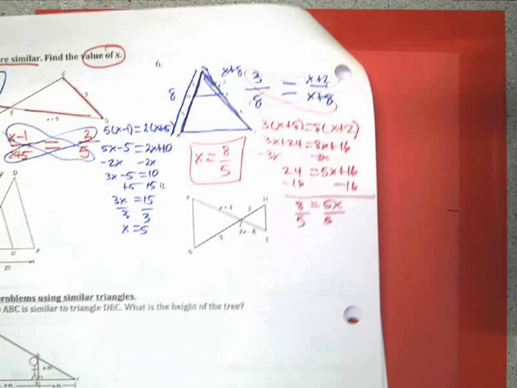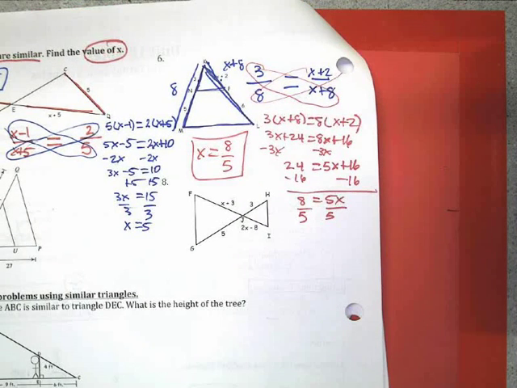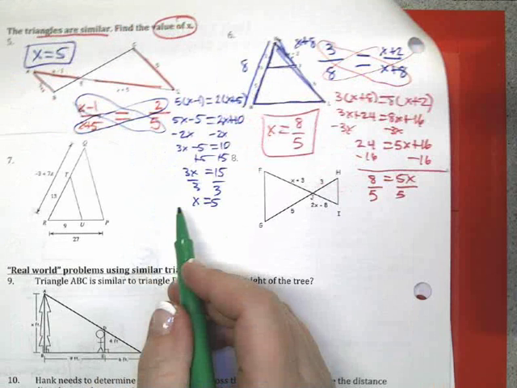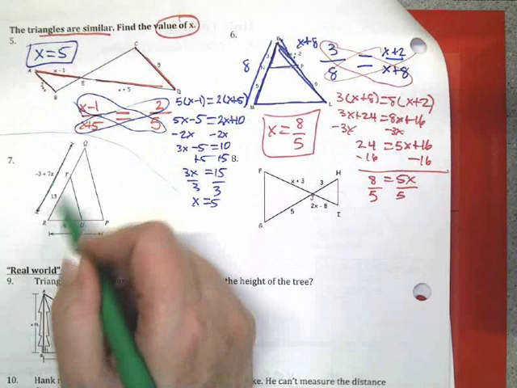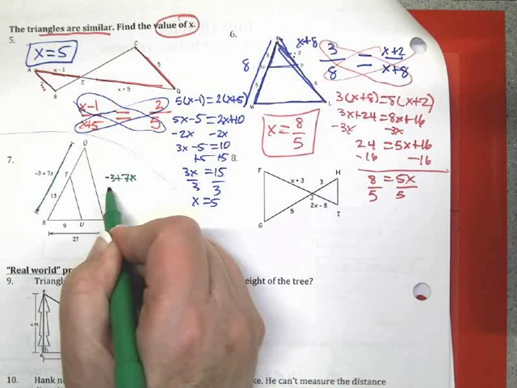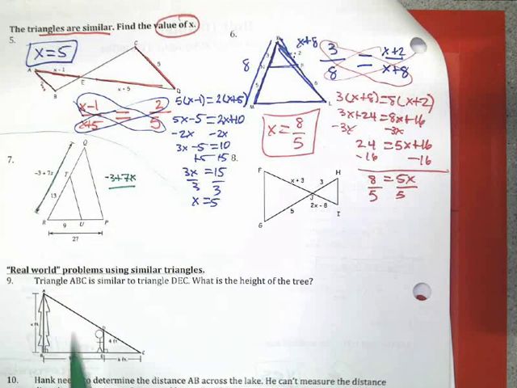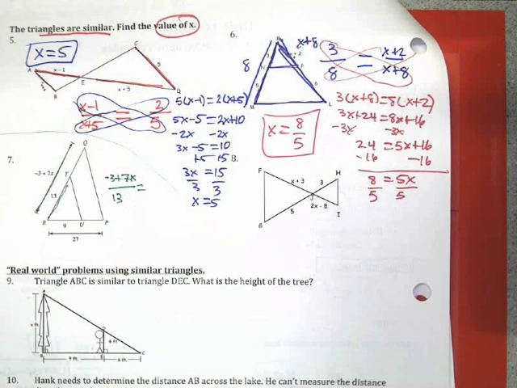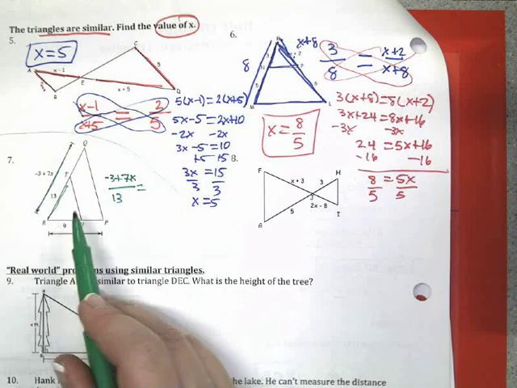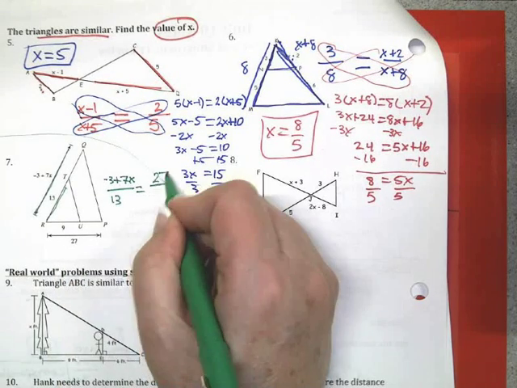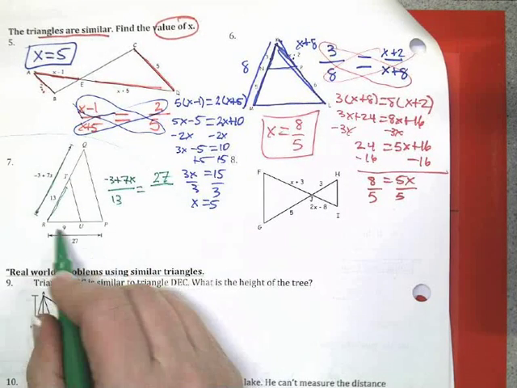Okay, number 7. Let's go down to number 7 and set up a proportion. So I'm going to start with this large triangle side. So I have -3 plus 7x corresponds to 13. So that would be the small triangle's corresponding side. And then we need to go back to the large triangle. This side is 27, and it corresponds to the small triangle's 9.